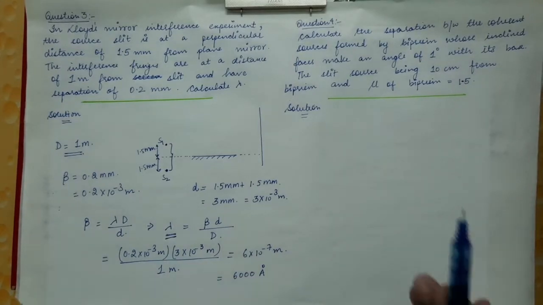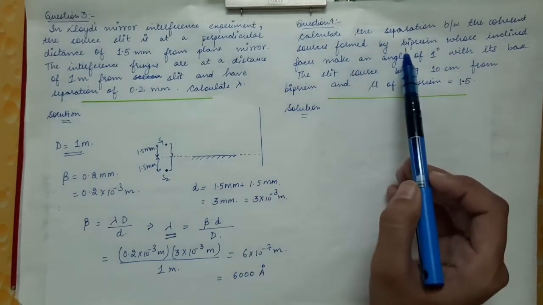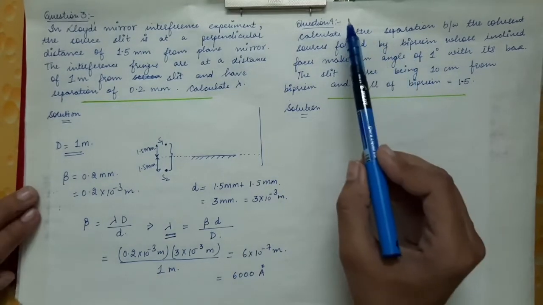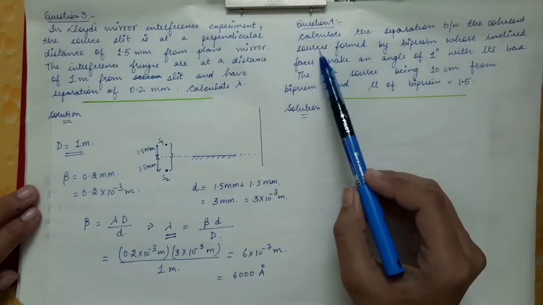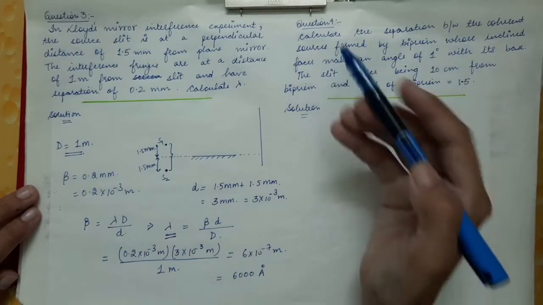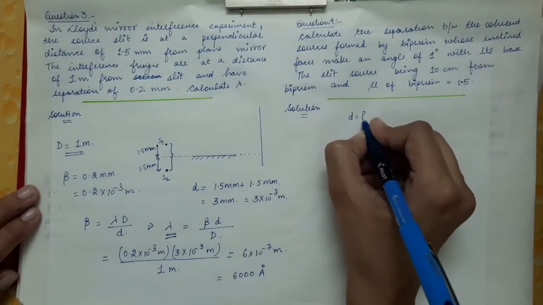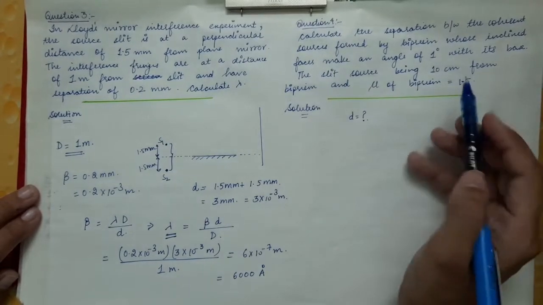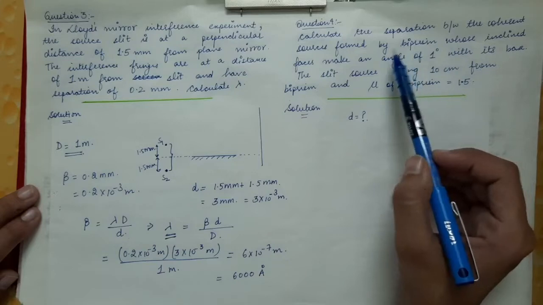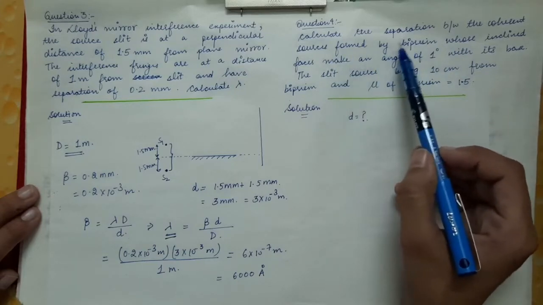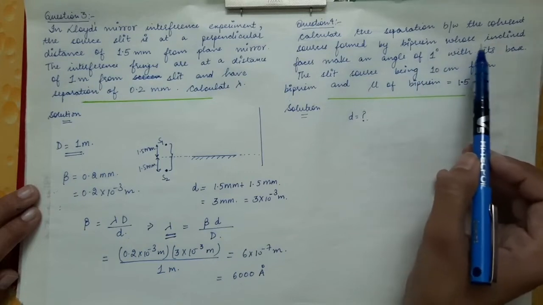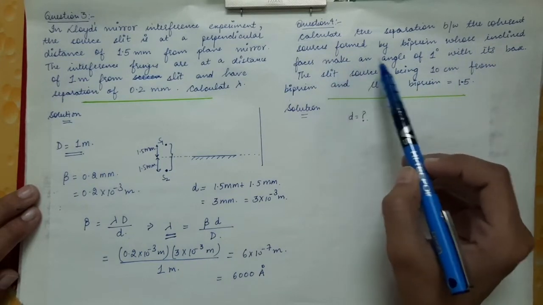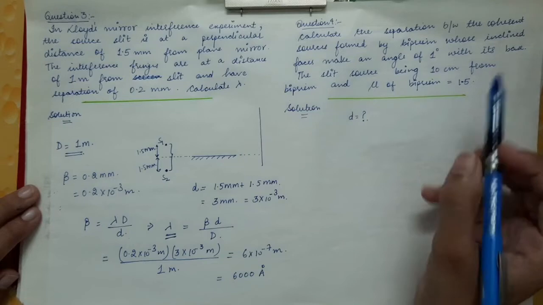Now the next numerical is on the Fresnel's biprism. We are asked to find the separation between the two coherent sources, so we are asked to find small d. Small d has to be found out. We have to find the separation between the coherent sources formed by the biprism whose inclined faces make an angle of 1 degree with its base.